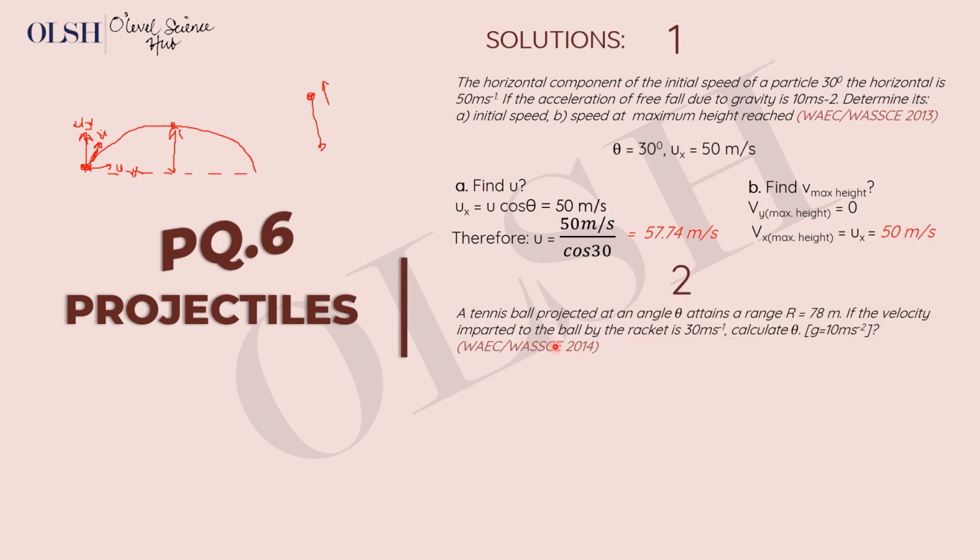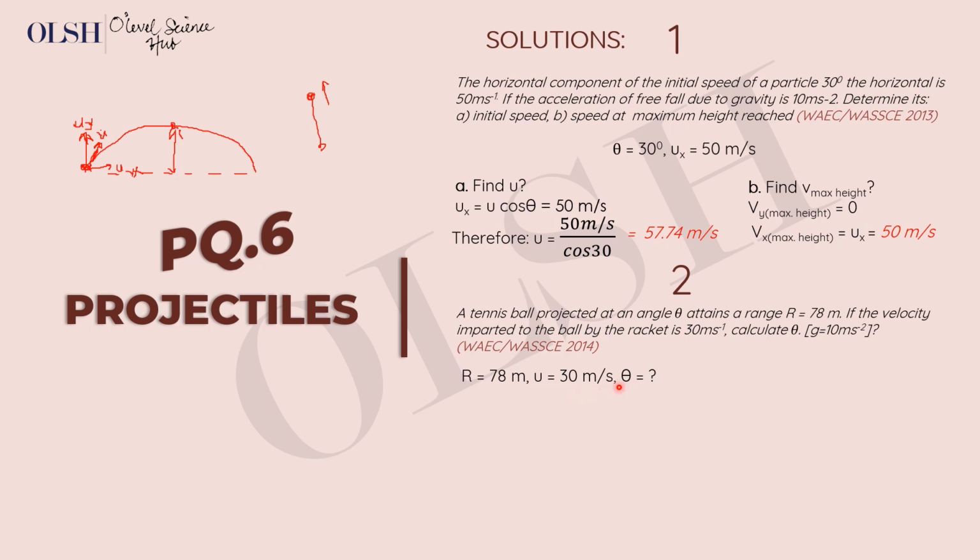So the second question states, a tennis ball projected at an angle theta attains a range R equal to 78 meters. If the velocity imparted to the ball by the racket is 30 meters per second, calculate theta. So let's bring out our parameters. We have range to be 78 meters, we have initial velocity to be 30 meters per second, and we're to find theta.